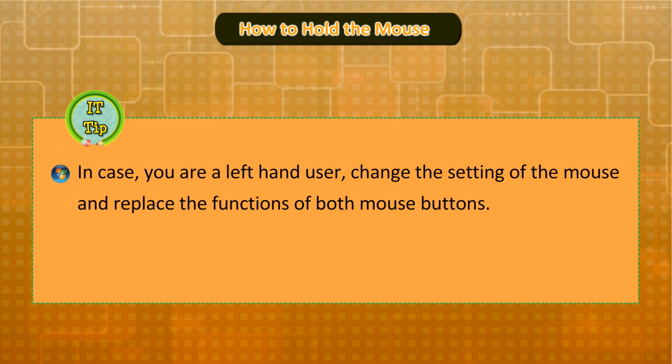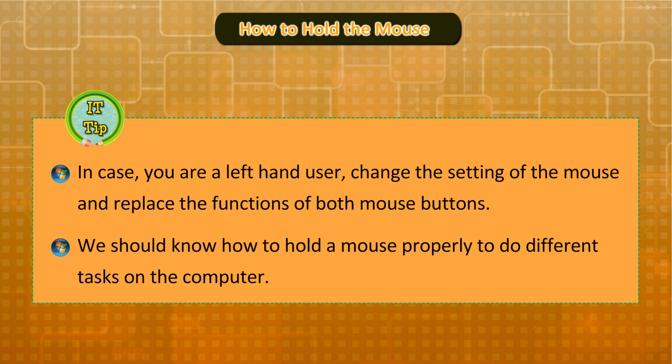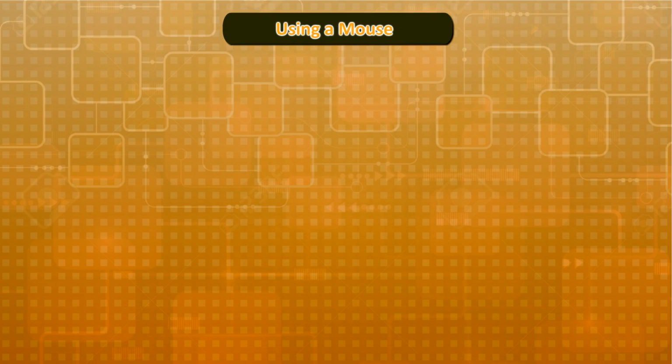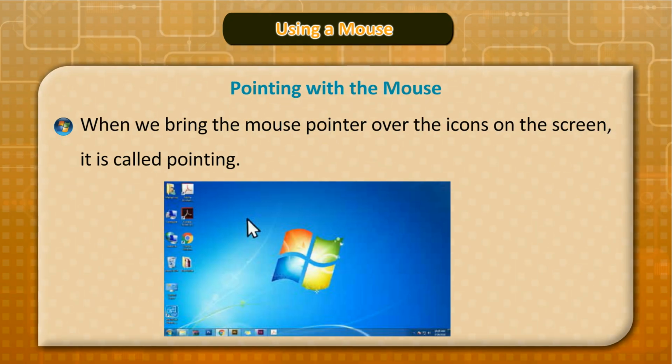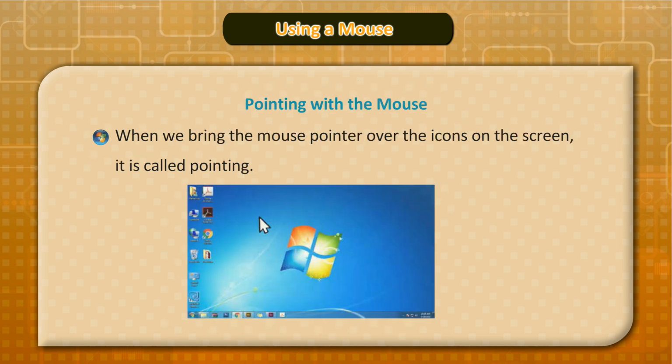Tip. In case you are a left-hand user, change the setting of the mouse and replace the functions of both mouse buttons. We should know how to hold a mouse properly to do different tasks on the computer. Using a mouse. Pointing with the mouse. When we bring the mouse pointer over the icons on the screen, it is called pointing.